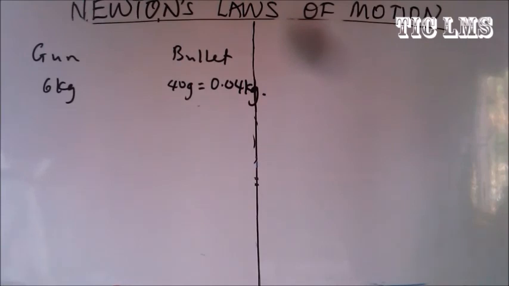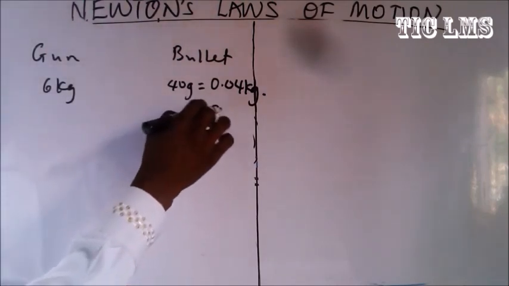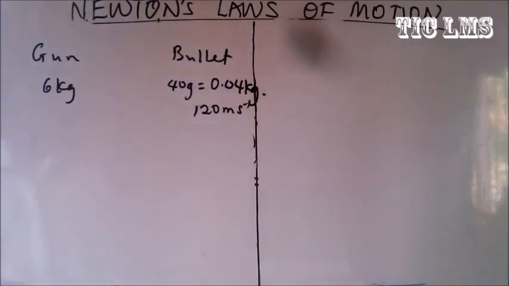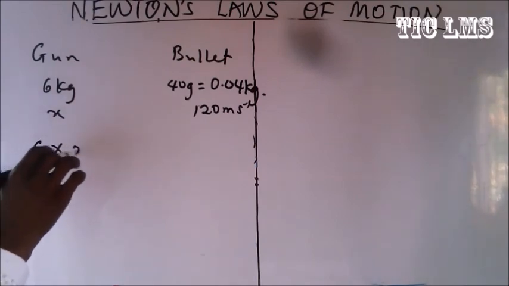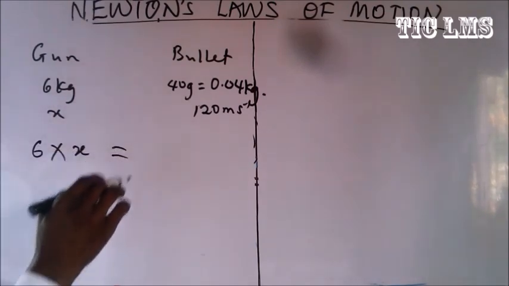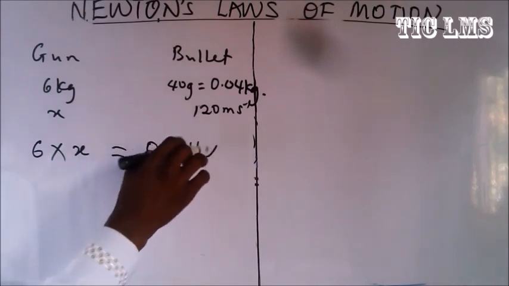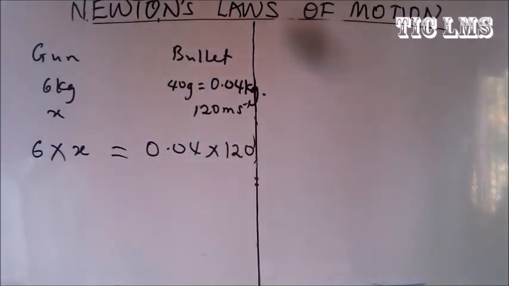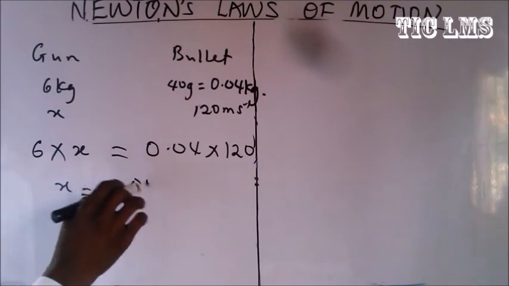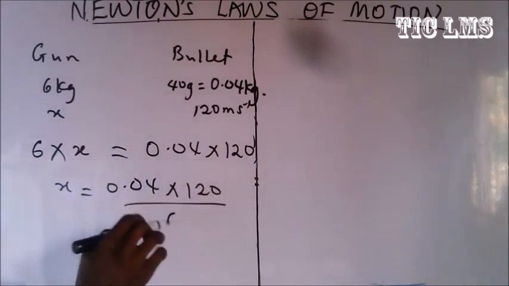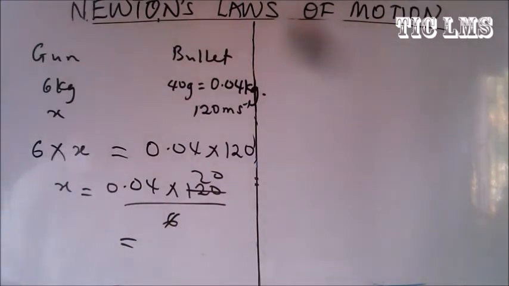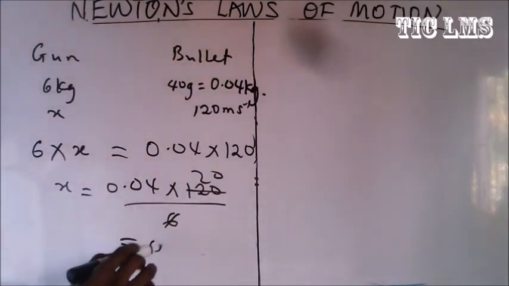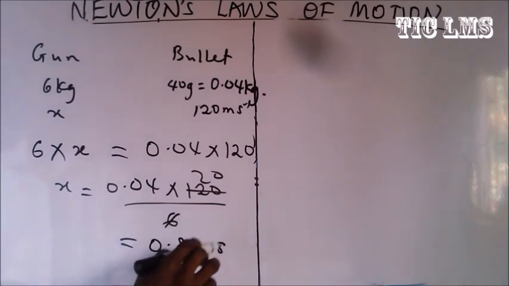The bullet moved at a speed of 120 meter per second. What will be the recoil speed of the gun? So we have it that the mass of the gun multiplied by the recoil speed equal to the mass of the bullet multiplied by its speed. X equal to 0.04 multiplied by 120 over 6. Hence, the recoil speed of the gun is 0.8 meter per second.